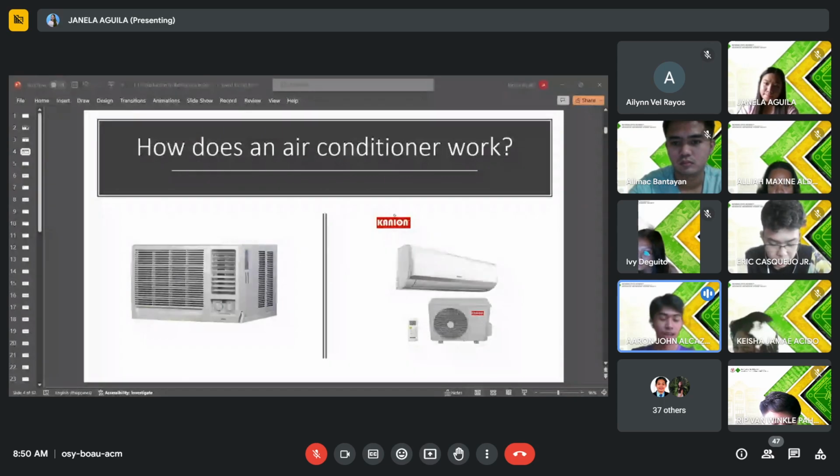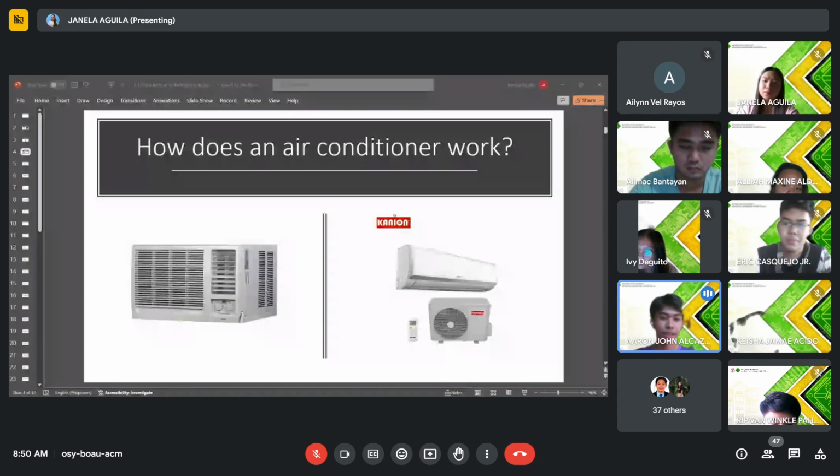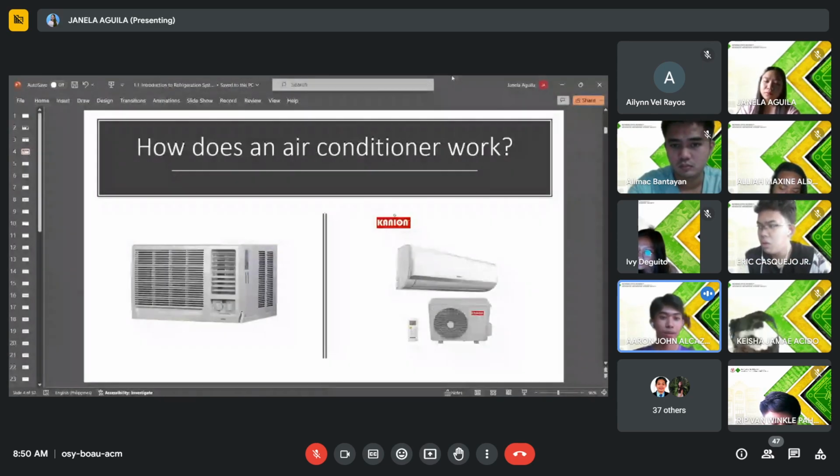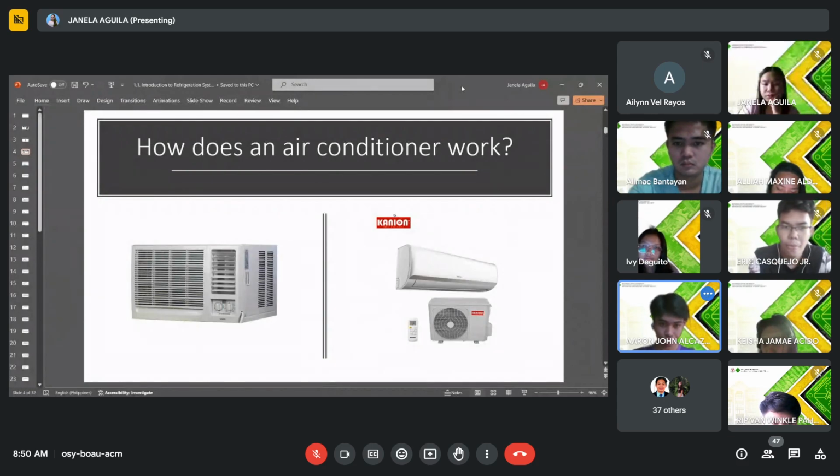So, ang operation cycle po ng air conditioner ay nagsisimula po sa warm air na inintake po, ang warm air na galing po sa room. Next po ay yung sa evaporator, na dito po nagpapasa yung air over the cold evaporator coils where the refrigerant absorbs ang heat po from the air, causing it to cool down and condense into water droplets.